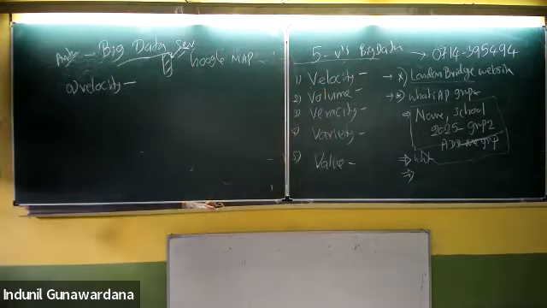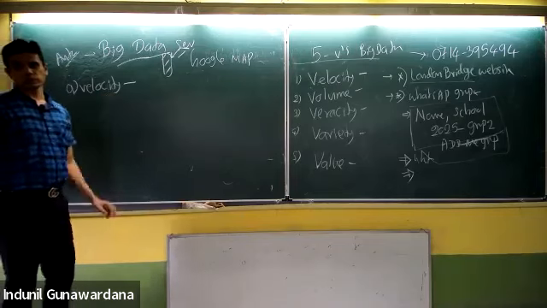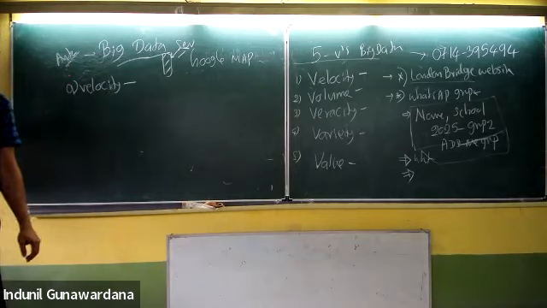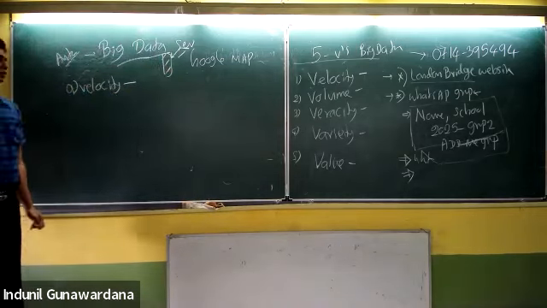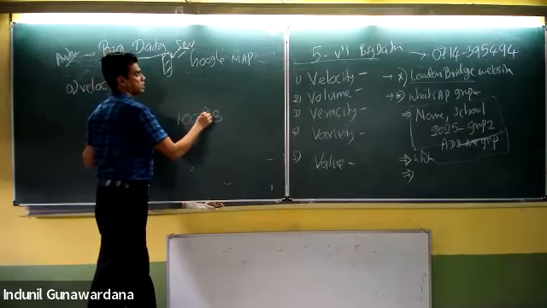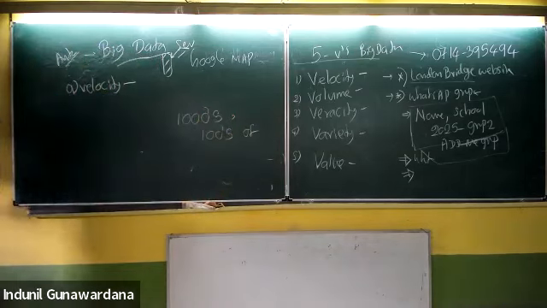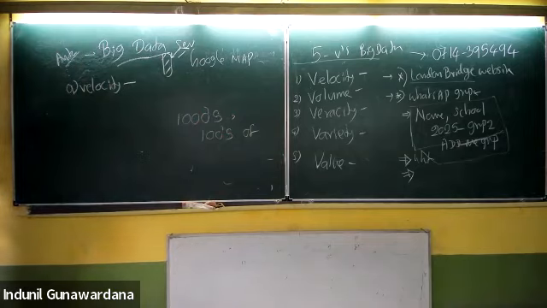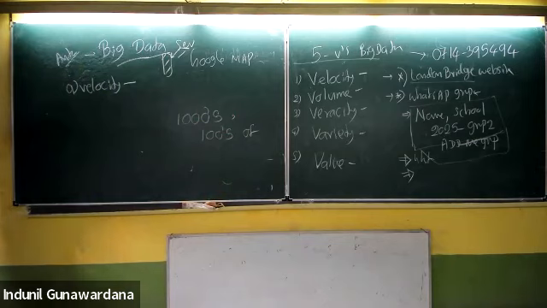Velocity. The specific data are created, updated, uploaded very quickly, such as thousands, hundreds of data per millisecond or microsecond.